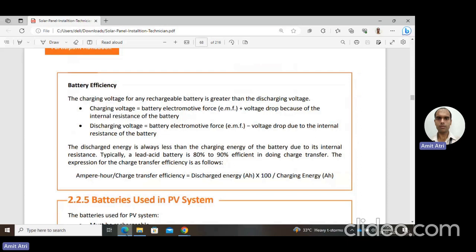The discharge energy is always less than the charging energy of the battery due to its internal resistance. Typically a lead acid battery is 80 to 90% efficient in doing the charge transfer. Mathematically, the efficiency is the discharge energy in ampere hour, times 100, divided by the charging energy. So that gives the efficiency.